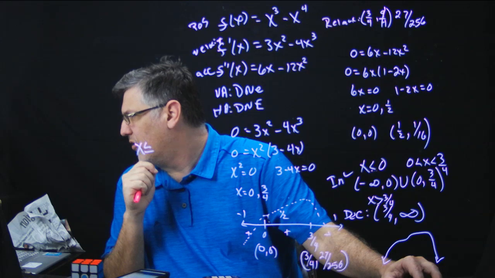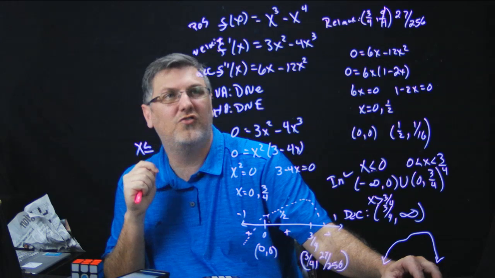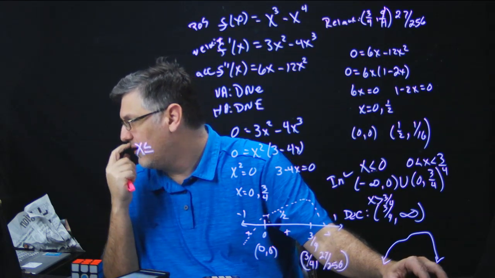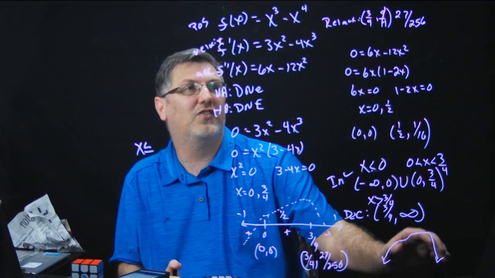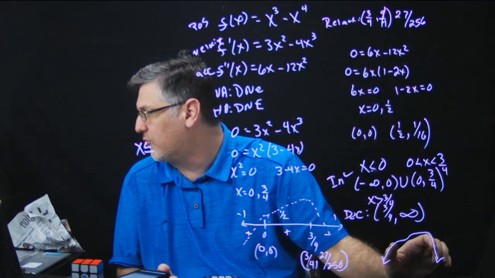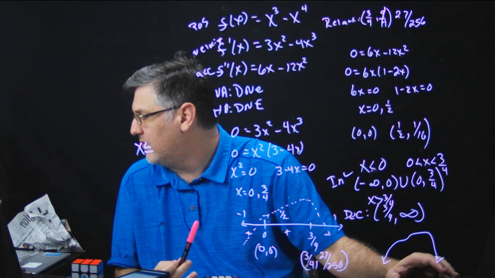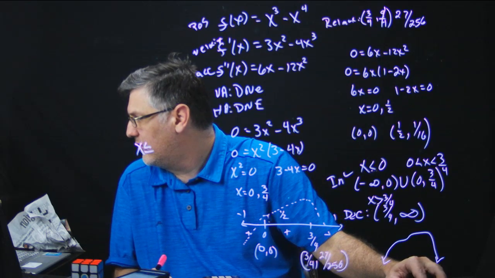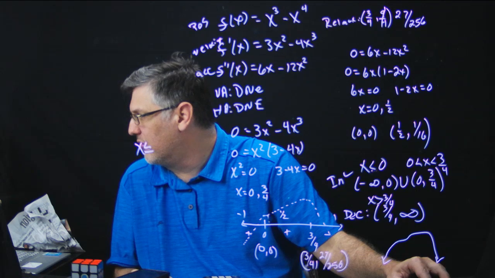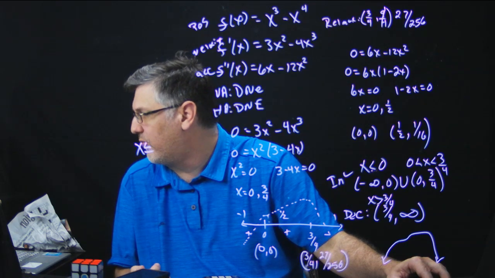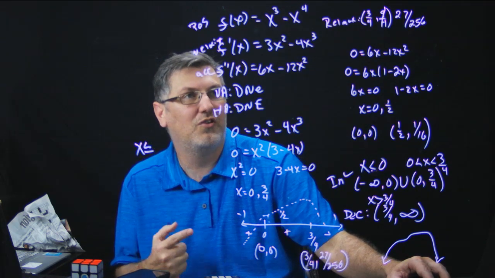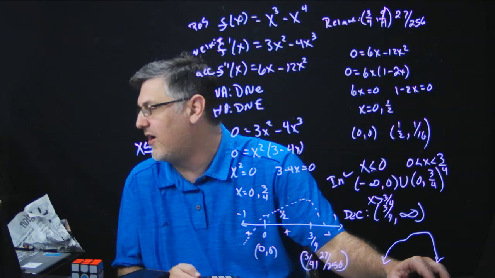Oh no, your critical numbers are 0 and 3/4. The 27/256 is the y value for the 3/4. That's where you're off. Yeah, your critical numbers should be 0 and 3 divided by 4, not 27/256, because 27/256 is the y value of the 3/4.